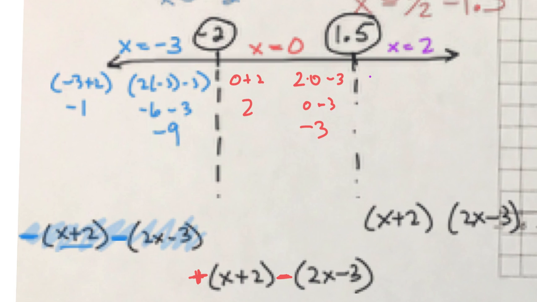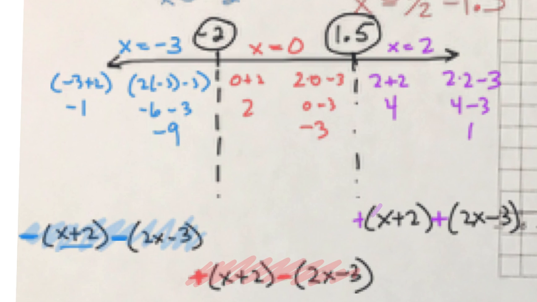Okay, the third one, what is 2 plus 2? Right, 4. So this is going to be a positive in front of that parenthesis. And then 2 times 2 minus 3 is a positive also, so we're going to have a plus in between there. Okay, so now we're going to come back and we're going to simplify all of these. We're going to distribute those negatives and the positives. We're going to combine like terms until we get 3 equations that are all linear in nature.